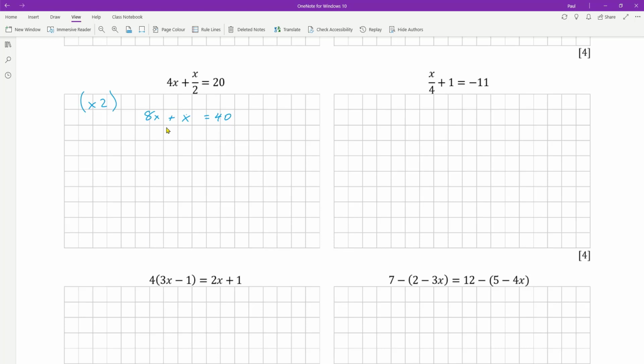Now it's in a form that I can deal with. So 8x plus x is equal to 9x. That's times by, so on the other side will be divide by, so that's equal to 40 divided by 9. So x will be equal to 4 and 4/9.